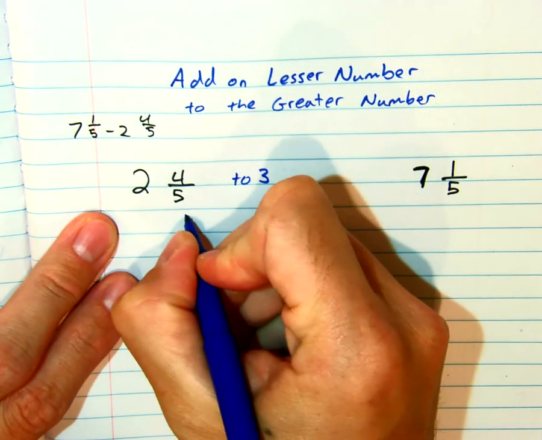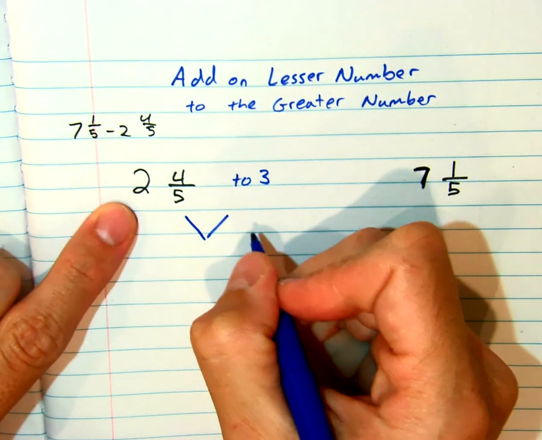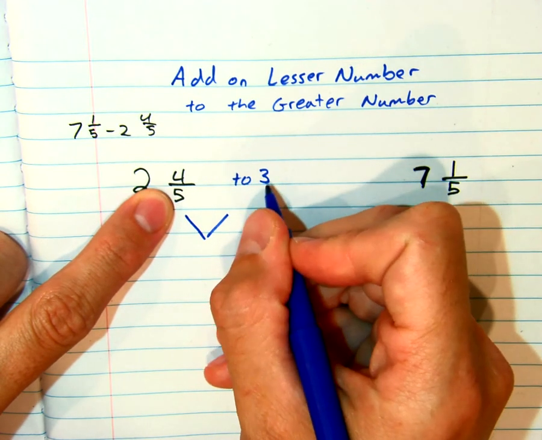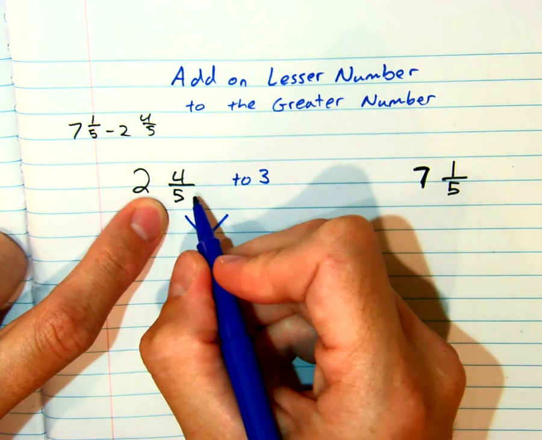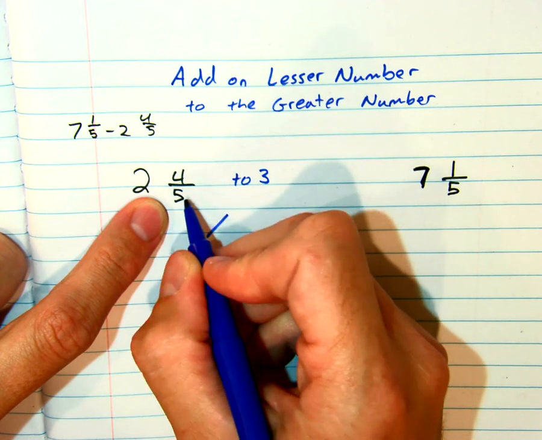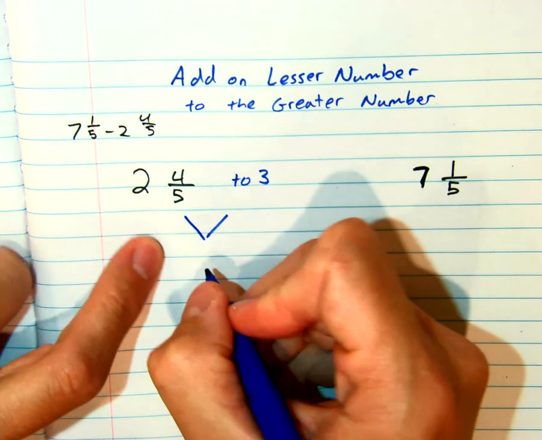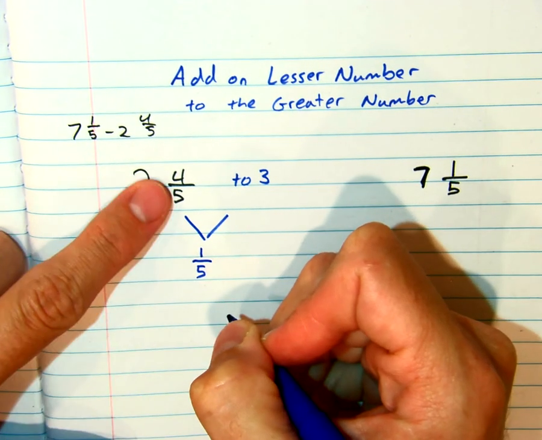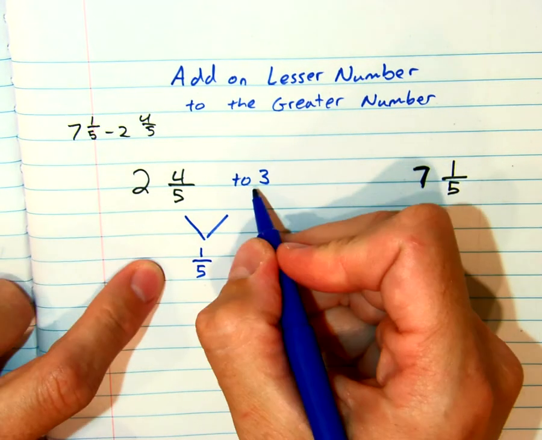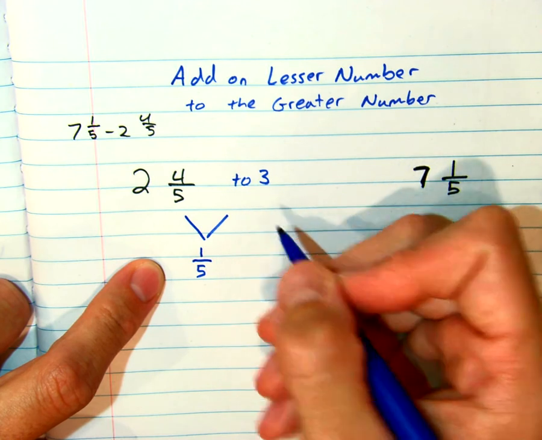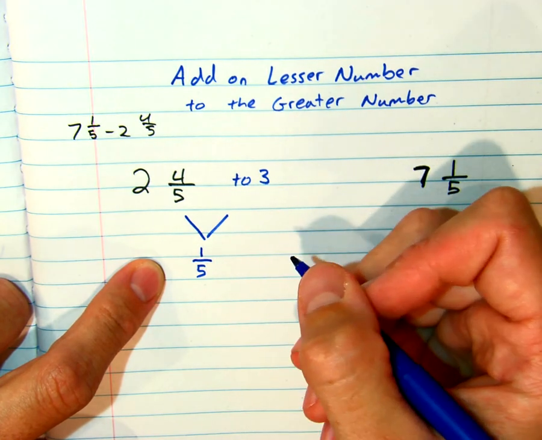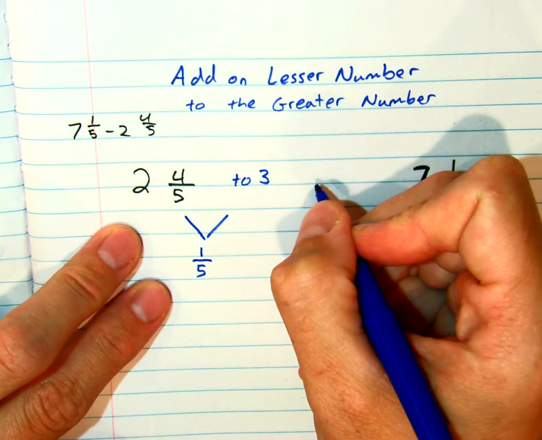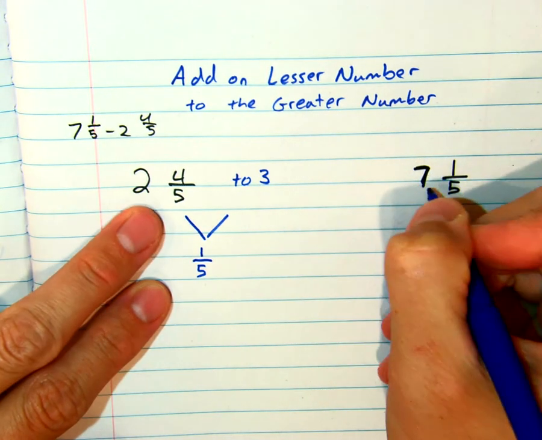So how far is it from 2 and 4/5 to a complete 3? Now I'll tell you what, it's the difference between the numerator and denominator. So 5 minus 4 is 1, 1/5. If we add 1/5 to 2 and 4/5, we get to 3. All right. So next, we're going to go to another whole number. So we want to get to that 7.